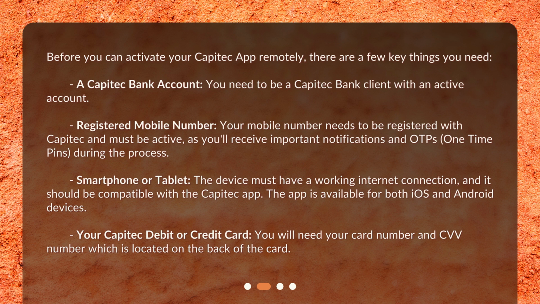Smartphone or tablet. The device must have a working internet connection, and it should be compatible with the Capitec app. The app is available for both iOS and Android devices. Your Capitec debit or credit card. You will need your card number and CVV number, which is located on the back of the card.